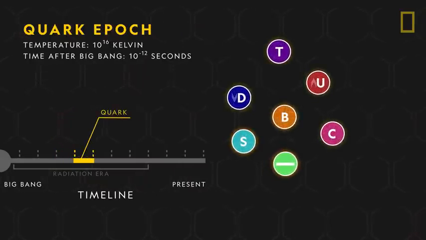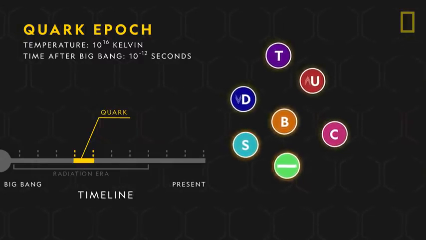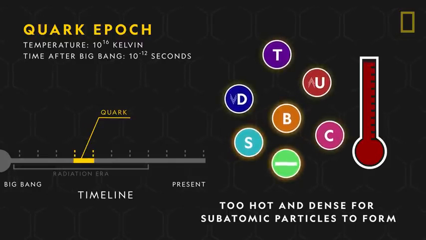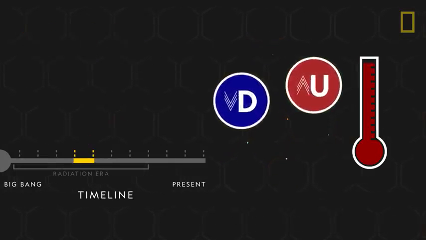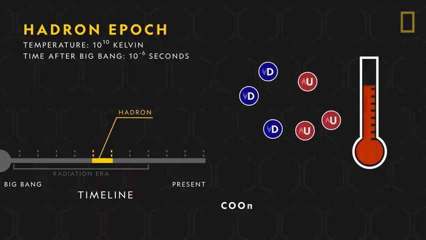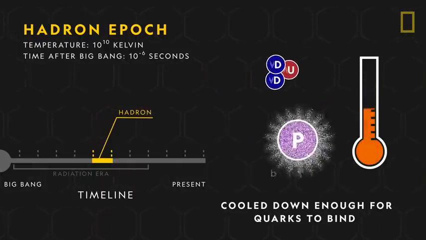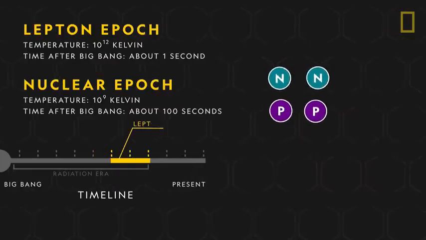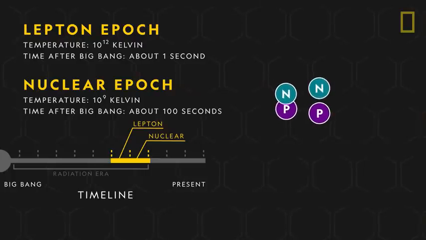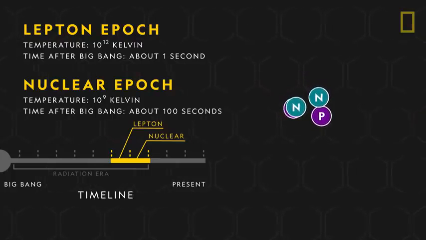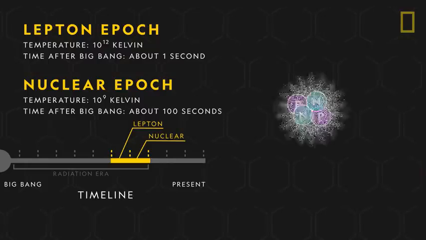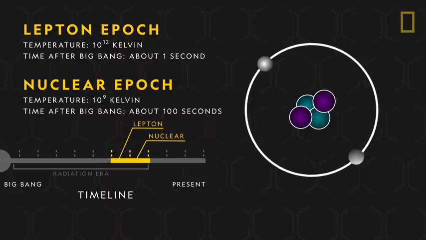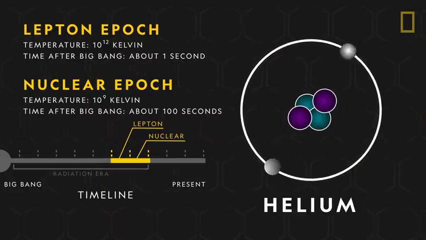During the next stage, the quark epoch, all of the universe's ingredients were present. However, the universe was still too hot and dense for subatomic particles to form. Then, in the hadron epoch, the universe cooled down enough for quarks to bind together and form protons and neutrons. In the lepton and nuclear epochs, the radiation era's last two stages, the protons and neutrons underwent a significant change. They fused and created nuclei, and in doing so, they created the first chemical element in the universe, helium.